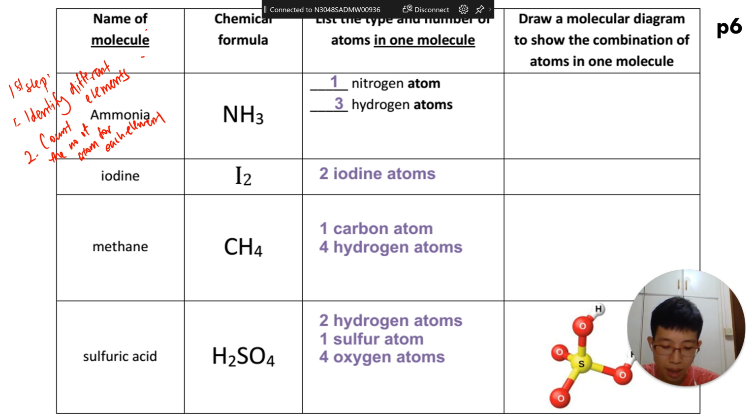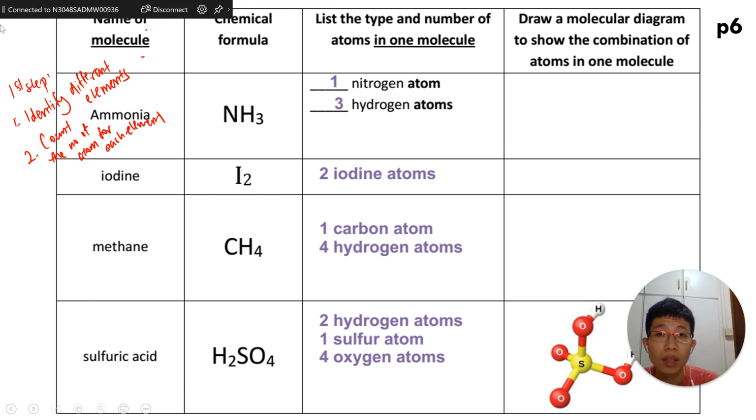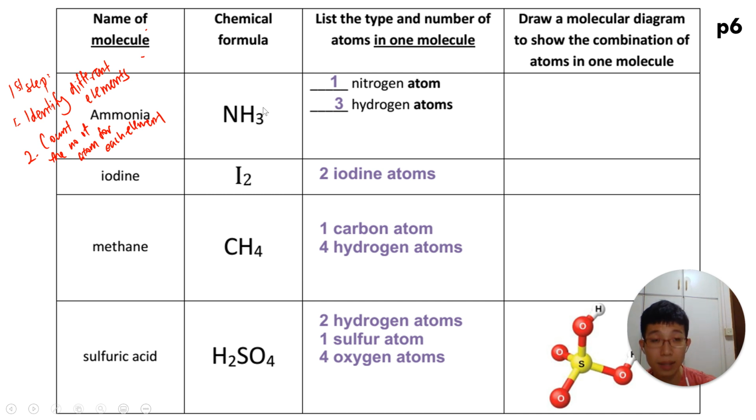In this case, they say list the type and number of atoms in one molecule. This one is considered one molecule. So in one molecule, there's one nitrogen atom, as there's no number here, and there's 3 hydrogen atoms. So that's why it's 1 nitrogen atom, 3 hydrogen atoms. How many different types of elements are there? There are 2. This is just an extension question.